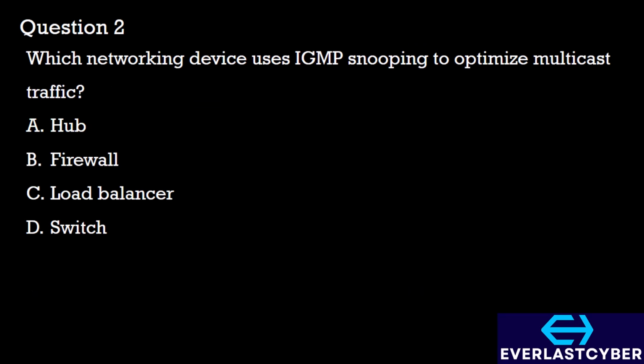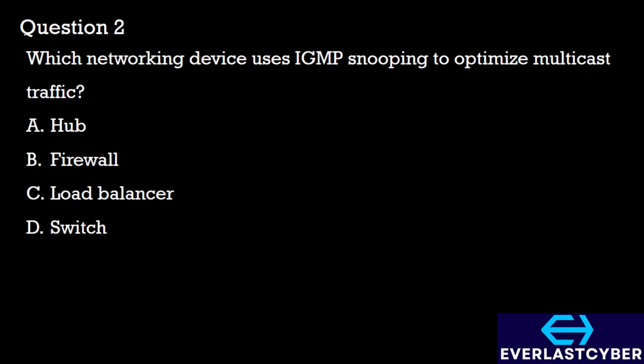Question 2. Which networking device uses IGMP snooping to optimize multicast traffic? A. Hub, B. Firewall, C. Load balancer, D. Switch.